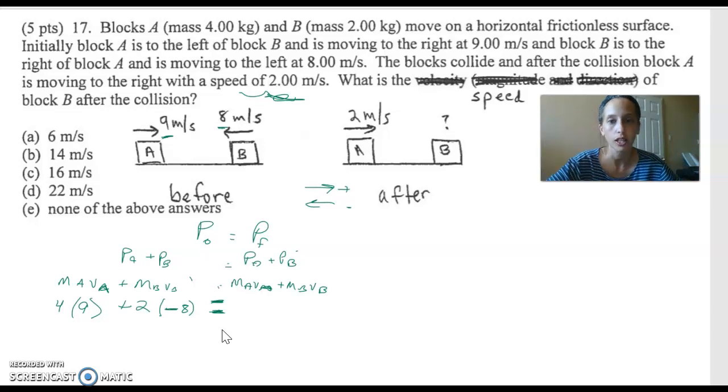This is what we call an elastic collision. They bounced off. Is it perfectly elastic? Did it say? It doesn't say. We'll assume it was perfectly elastic.